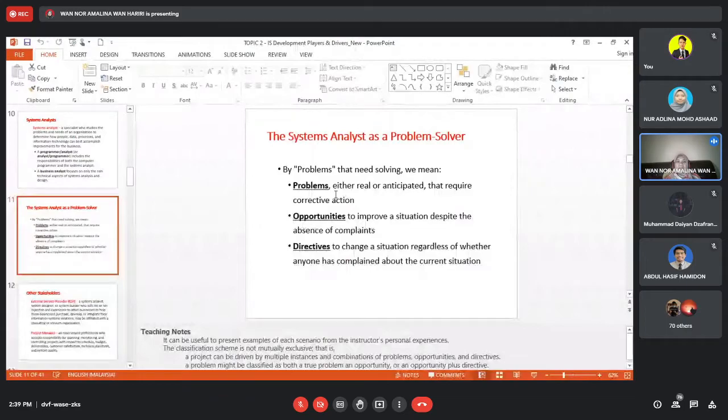Now, analyst as a problem solver. I keep on mentioning problems. By problems that need solving, in general, we call it a problem. Number one, of course, is the problem, either real or anticipated, that requires corrective action. When we say this problem, there exist complaints from the people, so we are trying to solve the complaints being raised that need corrective action.